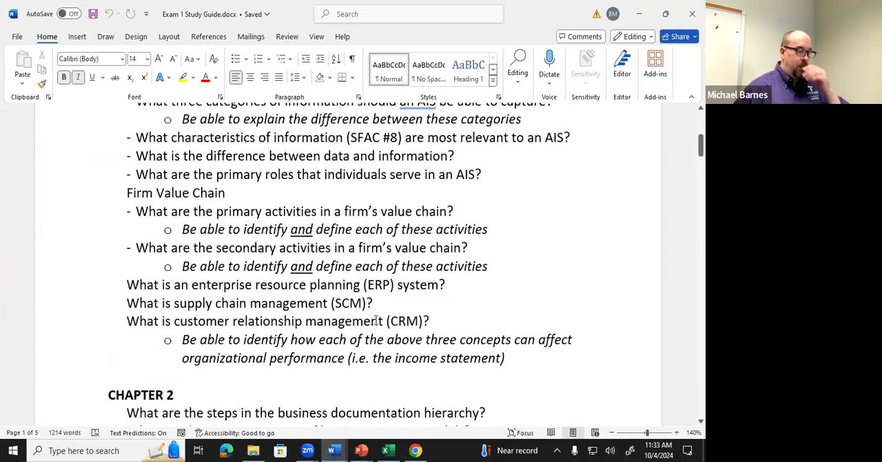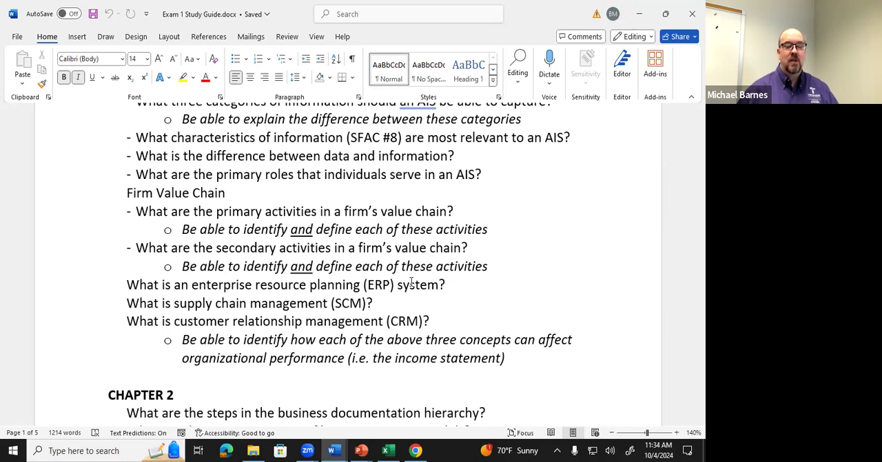The firm value chain, what are the primary activities in there? Be able to identify and define each of the primary activities and the secondary activities. I will not give you a list of the items in the question. You will not need to replicate the items in the firm value chain, but I strongly recommend that you have a fairly good working knowledge of the items, both in the primary and secondary activities, and be able to define them if I give you a question about them. Most of them are fairly intuitive, okay? They're not particularly difficult, but I do want you to have passing familiarity, but it will not be list all 9 items and define them.